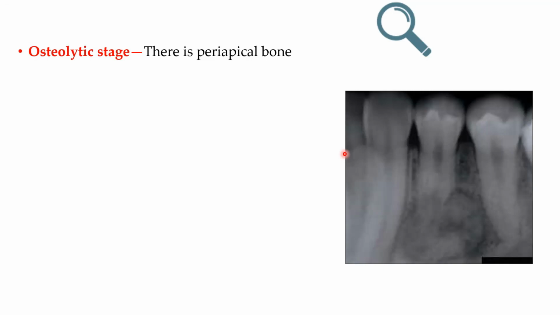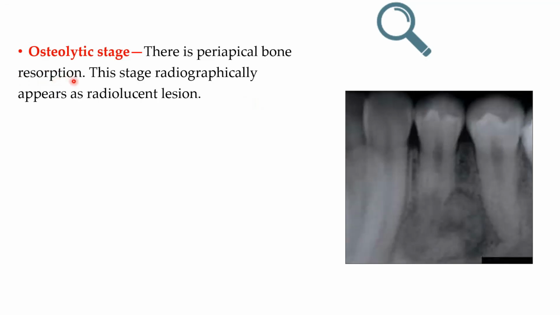Radiographically, you will be able to appreciate three different stages. The osteolytic stage. Lysis means basically resorption. So this stage will radiographically appear as radiolucent. It is quite a logical reasoning behind that.